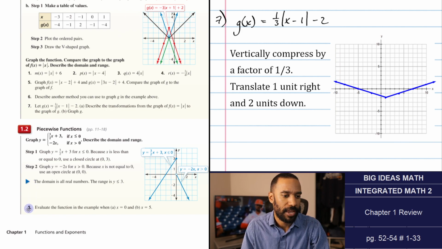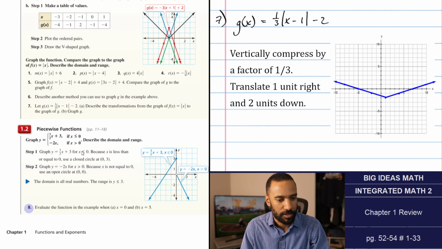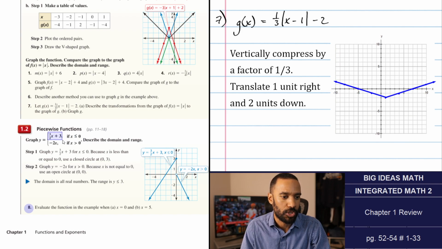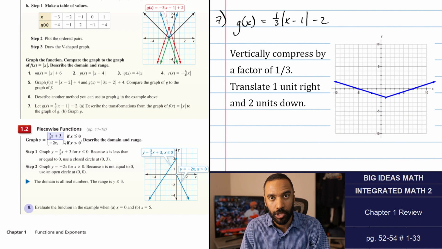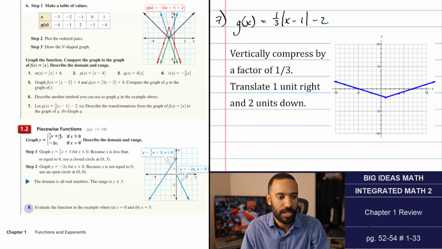Okay, we're going to move on to section 1.2. Now, I'm not hitting number 8 just yet, but I'm just getting us ready. So for section 1.2, you look at this portion where we are graphing piecewise functions. And piecewise functions have two different portions, or multiple portions, where it behaves differently on different parts of the domain. First, it's y equals 3/2 x plus 3. That's slope-intercept form. Slope of 3/2, y-intercept of 3, if x is less than or equal to 0.